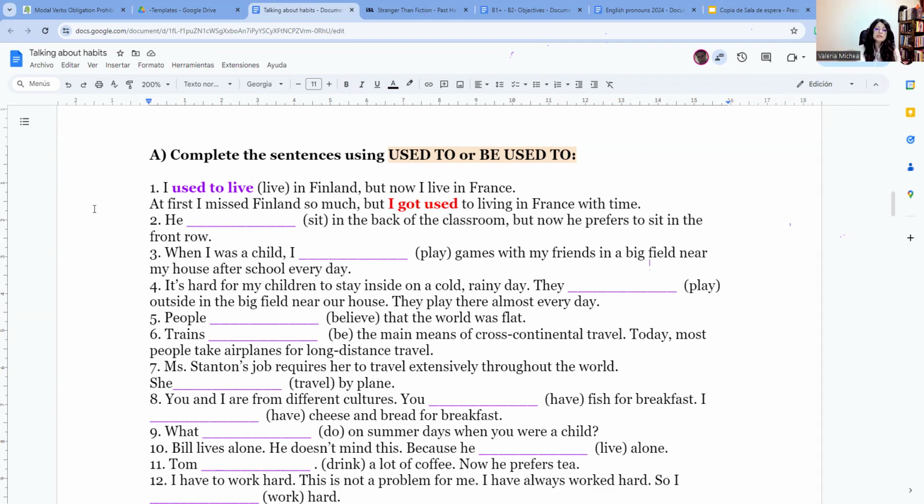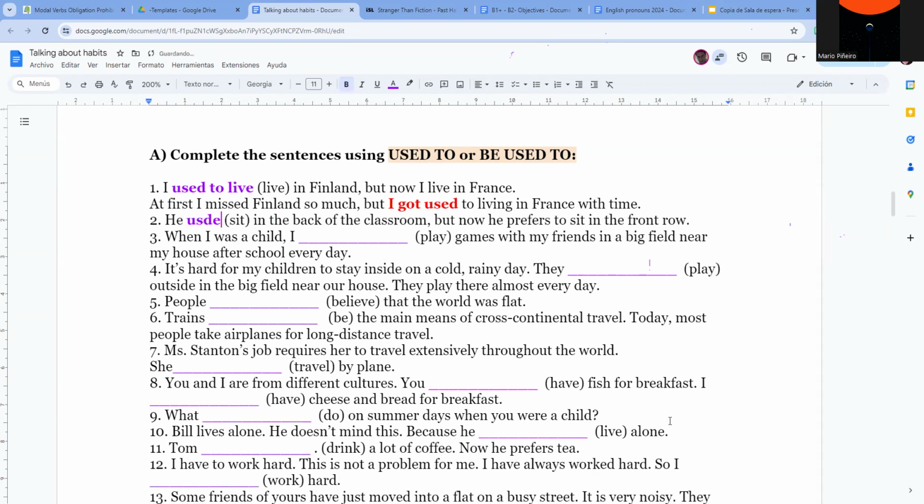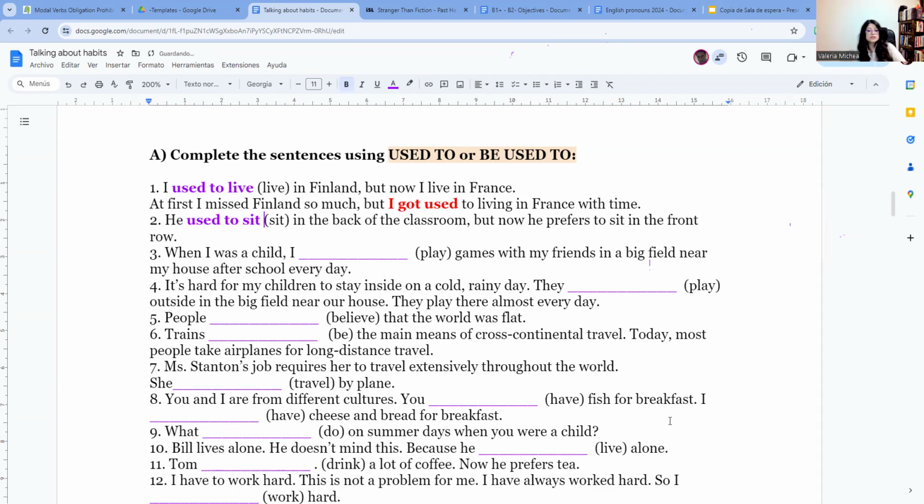Then we have number 2. He, Samin, sit in the back of the classroom, but now he prefers to sit in the front row. So what is it? He used to sit. He used to sit. Very good. Thank you very much. He used to sit in the back of the classroom, but now he prefers to sit in the front row.